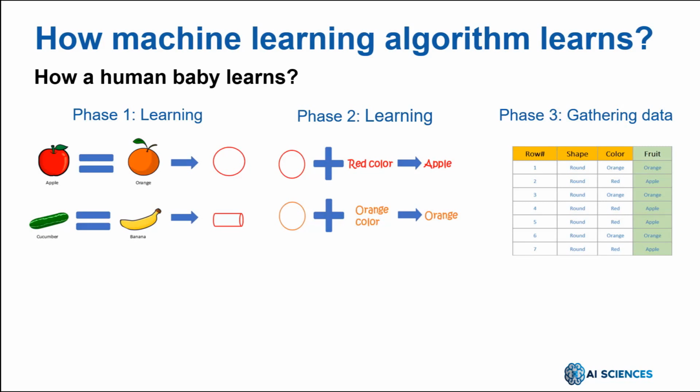Once a baby is comfortable with the shapes of fruit, he goes into phase 2 of learning in the figure, by introducing another property like color. Now he knows that a fruit that is round in shape and red in color means that it's an apple, and a round shape and an orange color means it's an orange. In phase 3, the baby will gather a lot of data, as shown in the table with these two properties. And based on this data, in the future, he will know the difference between fruits.